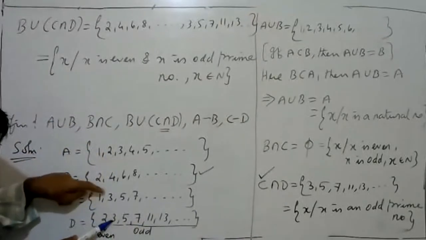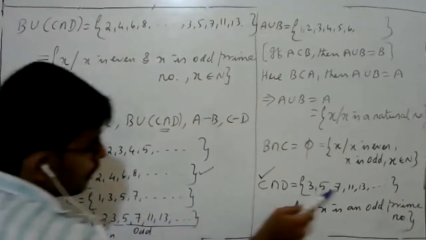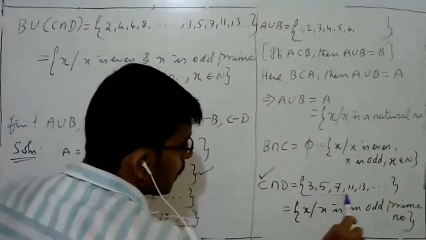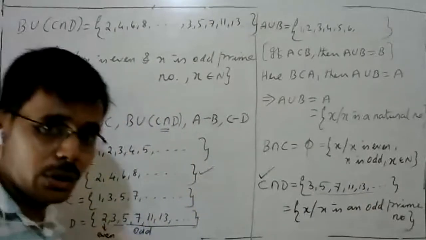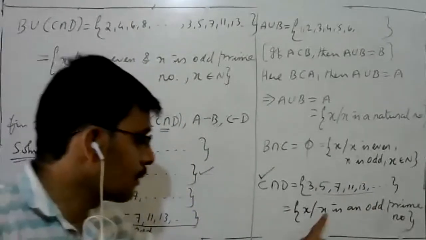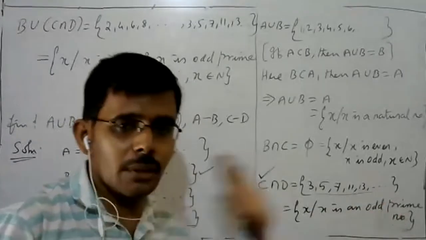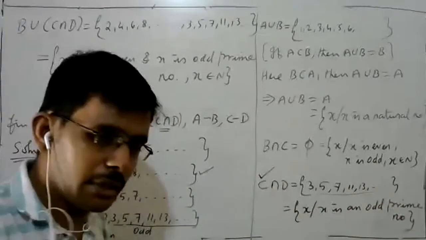1 is not common, 3 is common, 5 is common, 7 is common, 11 is common, 13 is common. Okay, all these are prime numbers, odd numbers as well as prime numbers. So therefore this is the set of all x such that x is an odd prime number, and x also belongs to the natural numbers.